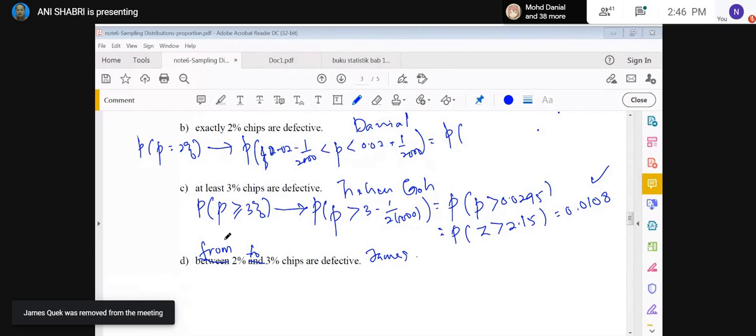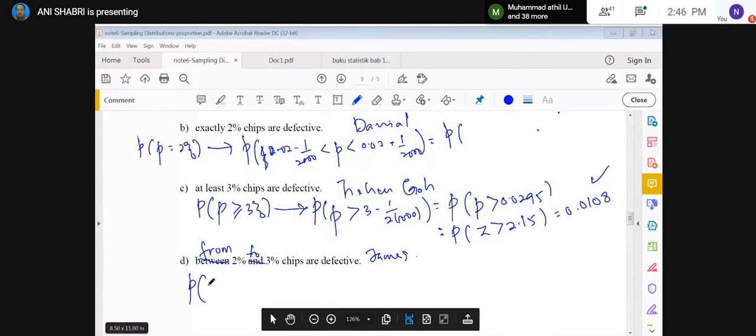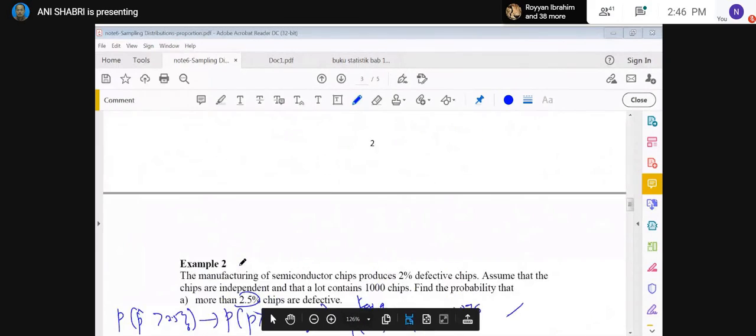Okay, we discuss nombor D, flow from. Kalau from P, P from 2%, 2% is 0.02. Yeah, must have equal for this one. P have 3%, 0.03. Okay, it is equal. Okay, for this one, on your left, plus or minus this one, ada equal. Ada equal, greater or equal.